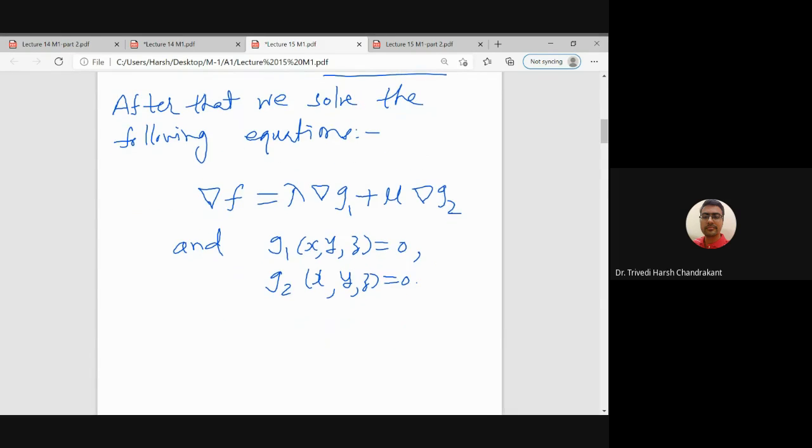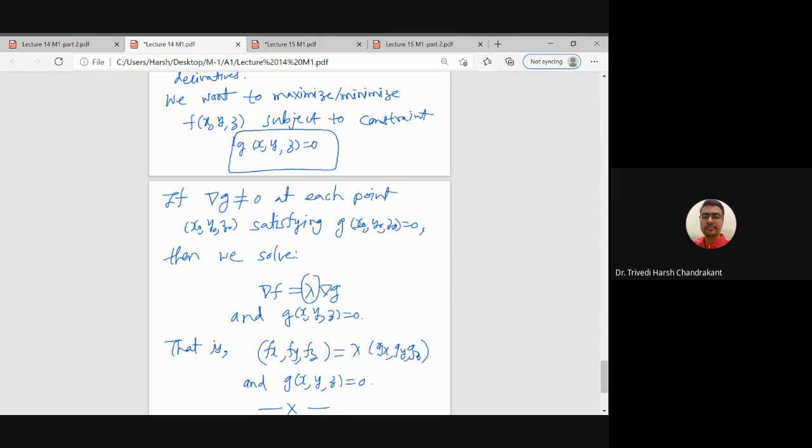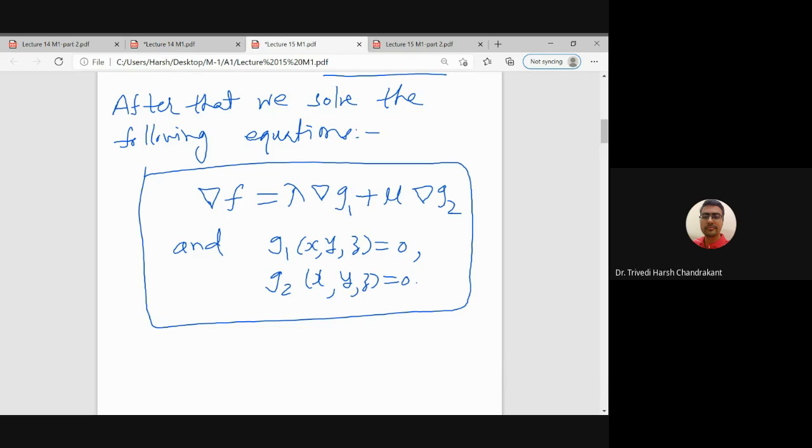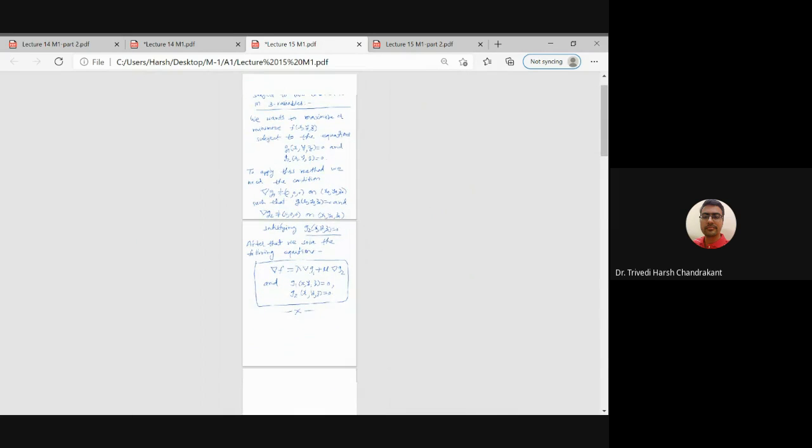So in total we get five equations, and there are two indeterminates, lambda and mu. Earlier only one lambda was involved in this method. This is the method whenever we have two equations. We find all the possible points x, y, z satisfying these equations, and then we find the value of the function at all those points.